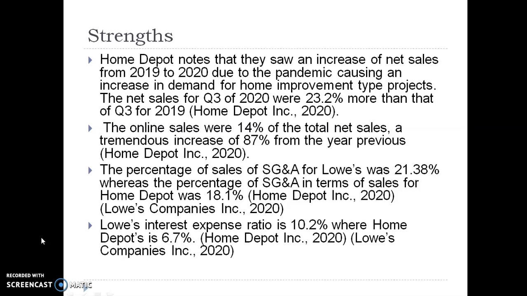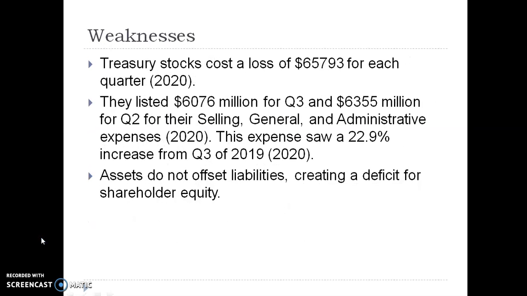The percentage of sales for sales, general, and administrative costs for Lowe's, their top competitor, was 21.4%, whereas selling, general, and administrative expenses for Home Depot was around 18.1%. This is good, better than their competitor. They're also better than their competitor in terms of interest expense ratio. Lowe's is around 10%, whereas Home Depot is around 6.7%. So they're doing well there.